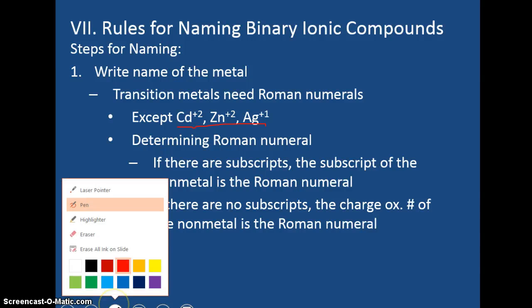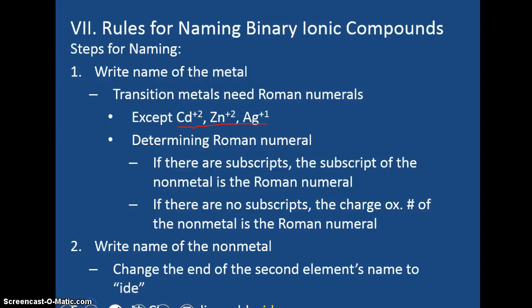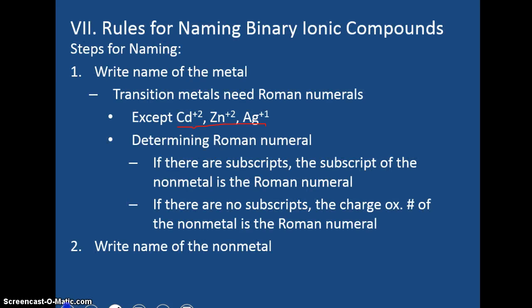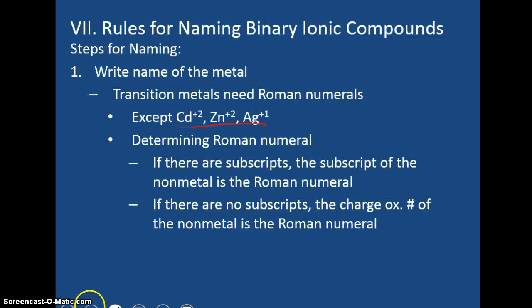Remember, your transition metals are right here. So those ones will need Roman numerals, except for these three: silver, cadmium, and zinc. You can circle those ones on your periodic table so you remember those ones do not need Roman numerals.